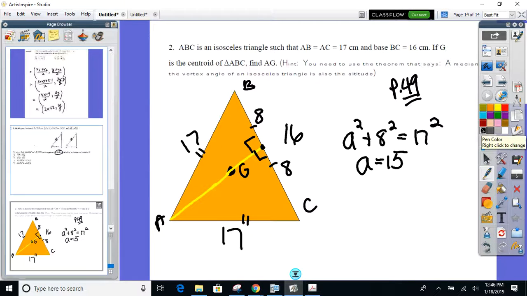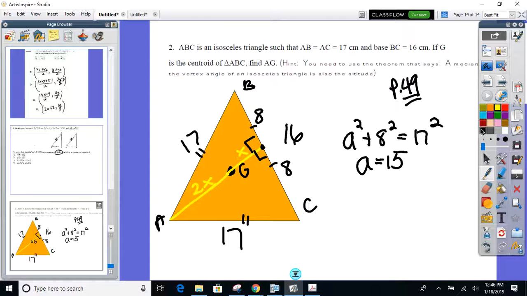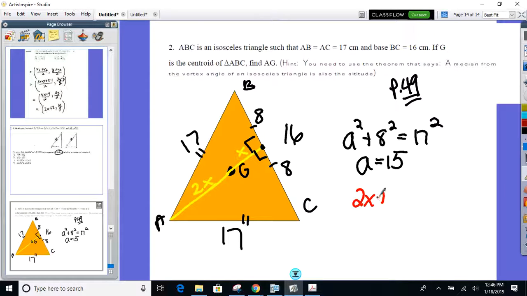Why is that so important? Well, what's the ratio of the median? And I know it adds up to what now? What's the length of the median? 15, right? So I can say that 2x plus x equals 15. 3x equals 15. X equals 5.